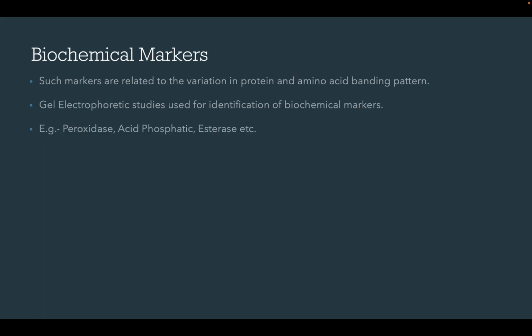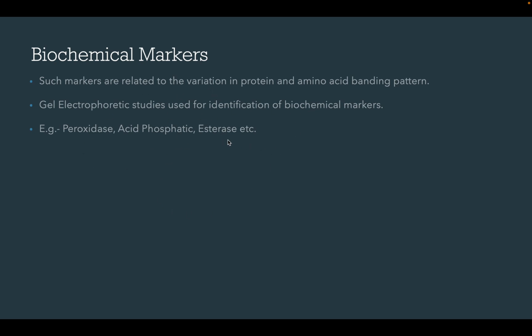And then come the biochemical markers. As the name suggests, biochemical means something which can be biochemically related, like protein or amino acid binding pattern. As you know, electrophoretic techniques are basically used for identification. You can run the SDS gel based on the enzyme activity. Like if you see peroxidase, acid phosphatase, they convert the substrate to a different product, and esterase removes the ester group.